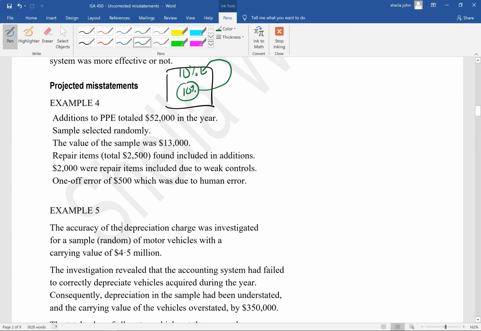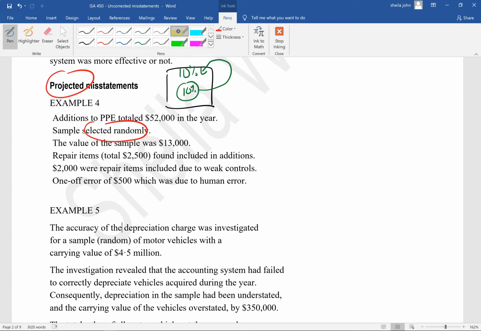Okay, so let's read the scenario here. It says additions to PPE total 52,000 in the year. The sample was selected randomly. For projected misstatement, the sample will have to be selected randomly, otherwise you will not be able to project it. The value of the sample was 13,000. Repair items totaling 2,500 were found included in the additions, which is not correct. Repairs should be expensed, not included inside additions and capitalized.